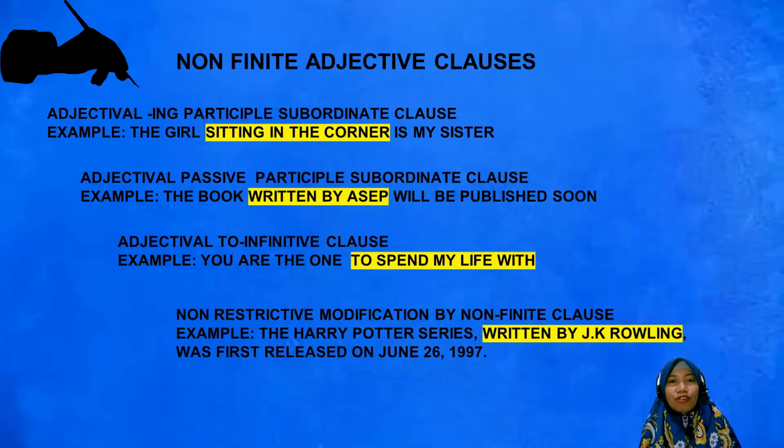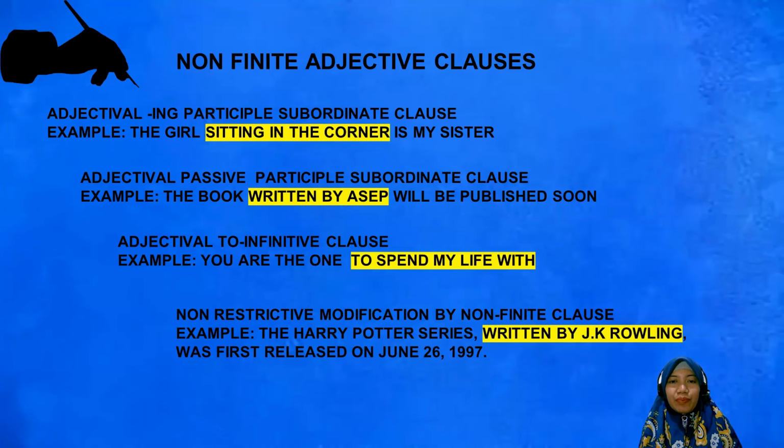Okay, students, now we move to non-finite adjective clauses. It has several forms. Here is the explanation. As adjectival in participle subordinate clauses, please look at the highlighted words because it is what we call as non-finite adjective clause. The girl sitting in the corner is my sister.